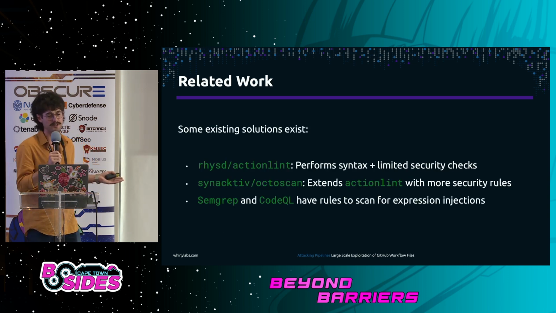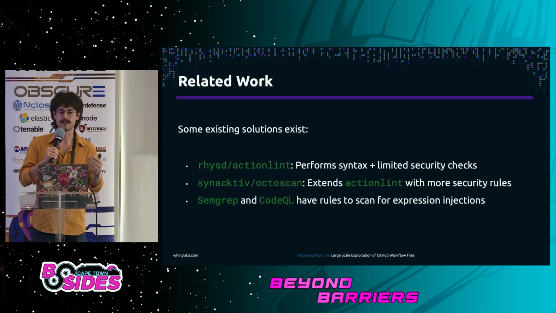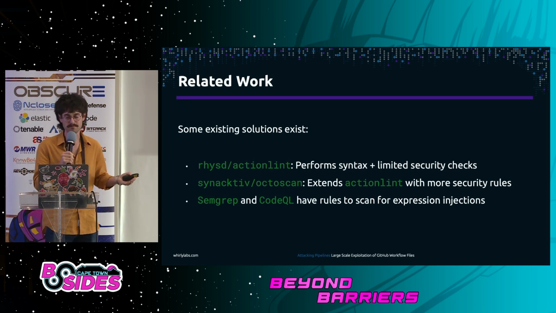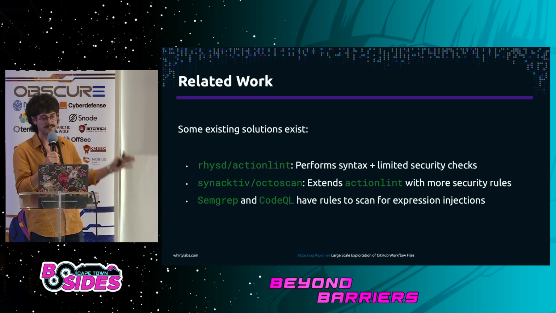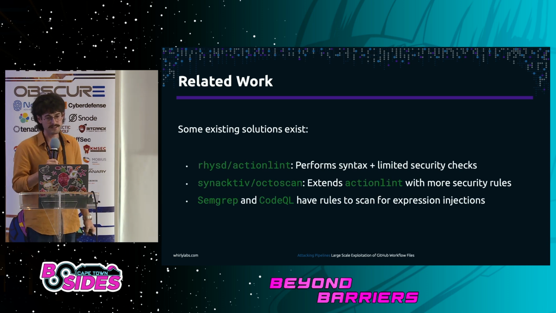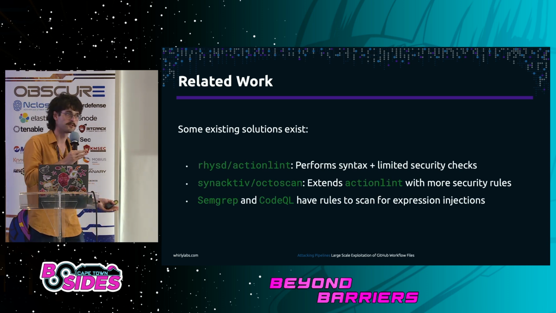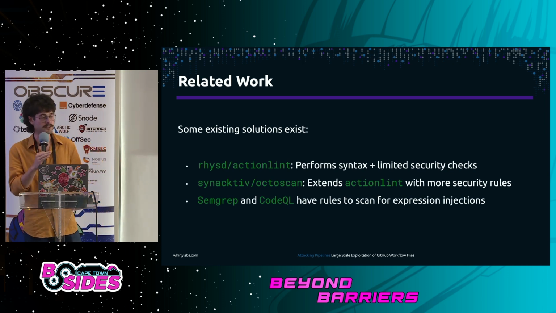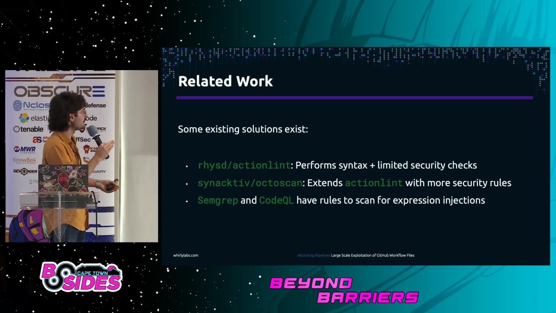So let's look at some related work. So you've got actionlint. It's some YAML parsing, matching some patterns, and says if something looks pretty sus. Octoscan extends that, adding a bit more security rules instead of just the best practice rules of actionlint. And your friends, Semgrep and CodeQL, the usual suspects, have rules for these kinds of things.